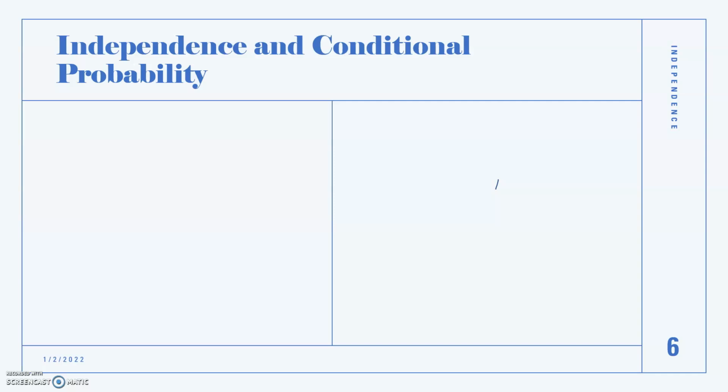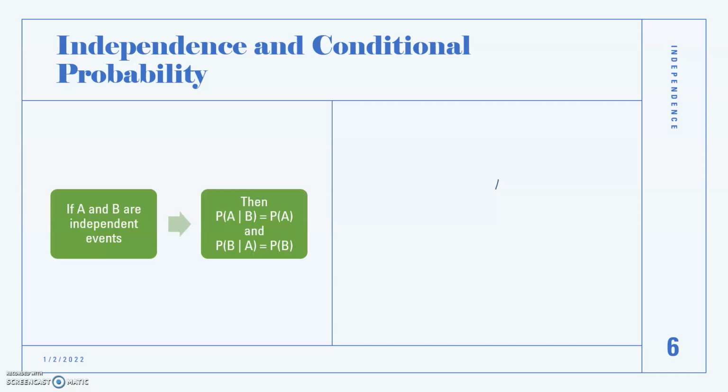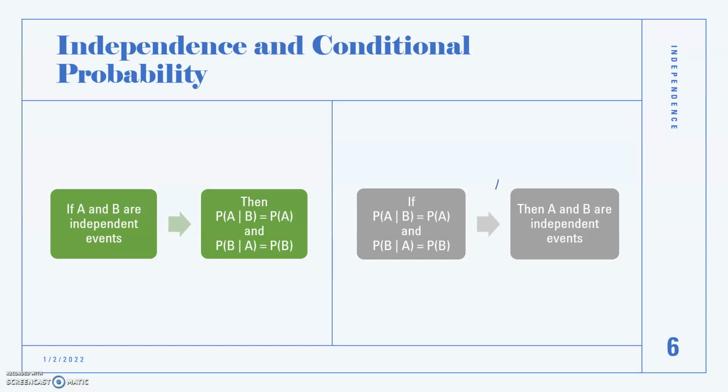So, a definition about independence. If A and B are independent events, then it shouldn't matter whether B happened first. The probability of A given B is going to be equal to the probability of A, and the other way around. It also happens to be true that if those probabilities are the same, then A and B are independent events. So if you check the probability of A given B and it's the same as the probability of just A, and the probability of B given A is just the probability of B, then that's enough information to say that A and B are independent events.